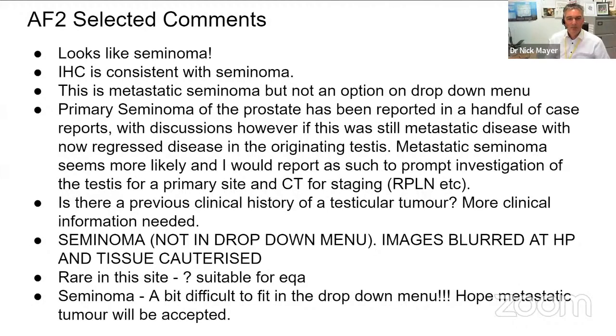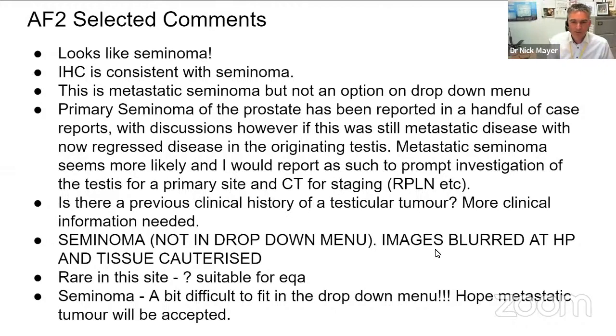And then people really discussing the differentials of why you've got seminoma in your prostate. And there's a couple of potential possibilities. One is a metastasis from a testicular primary, and the other is the possibility of primary prostatic seminoma, which is a bit hen's teeth and vanishingly rare, but does exist given the prostate's a midline structure.